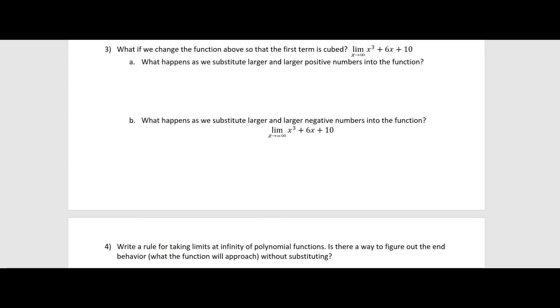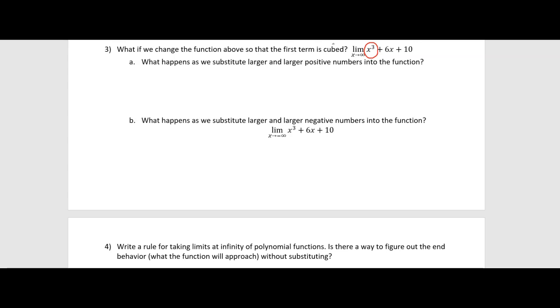Okay, hopefully you've had some time to look at that. Let's talk about the limit as x approaches positive infinity first. So we really only have to pay attention to this term, right? Because that's the significant term. It's the one with the highest exponent. It's going to change the quickest, which means it's going to essentially define what the function is doing.